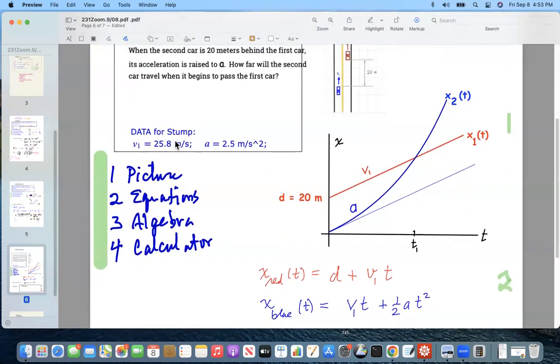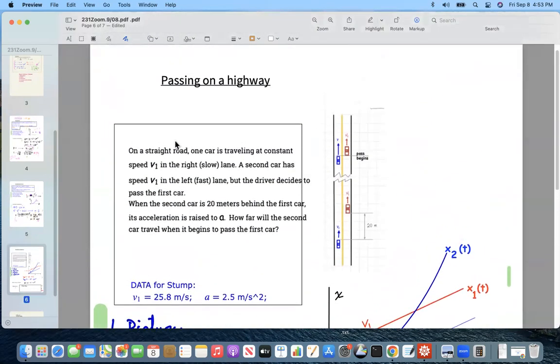And now let's do one more. Passing on a highway. I suppose most of you have a driver's license and you've passed on a highway. On a straight road, one car is traveling at a constant speed v1 in the slow lane. So that's the red car. A second car has speed v1 in the left lane, but he wants to go faster. He's in the fast lane.